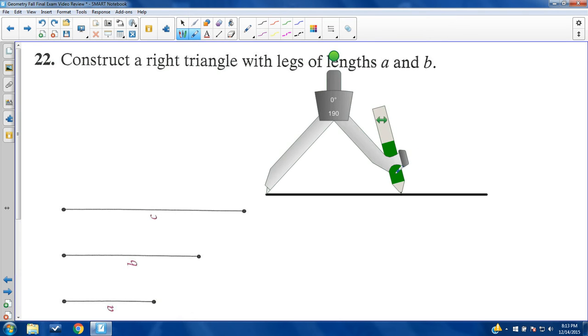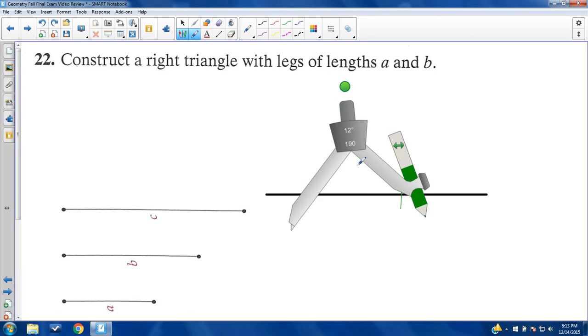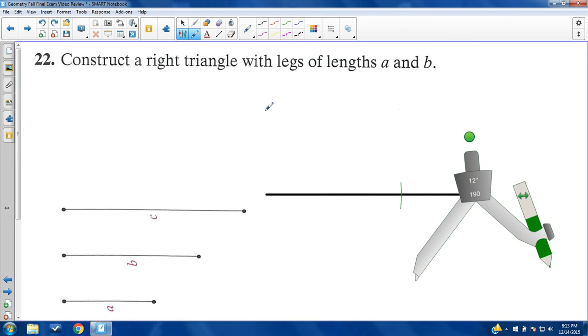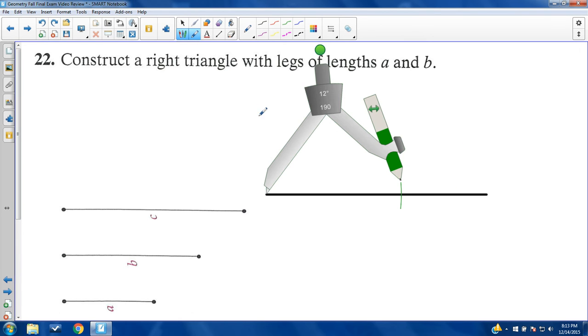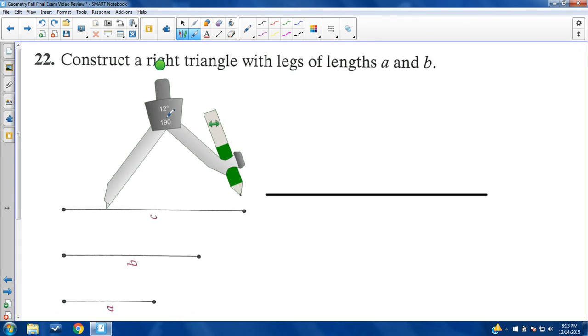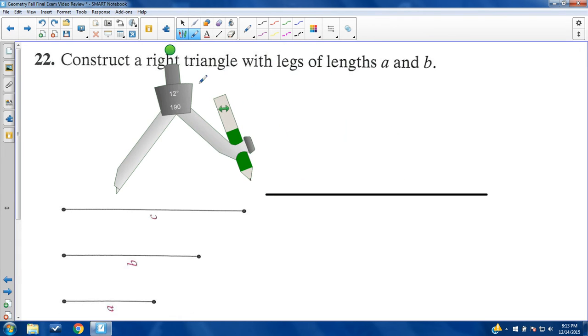Okay, here's this length. Here's what I need to do. I need to make a right angle. And, oh, you know what? I'm going to start with the right angle. That's going to be a little quicker and easier. So restart. You know what? I'm not going to start with the right angle.